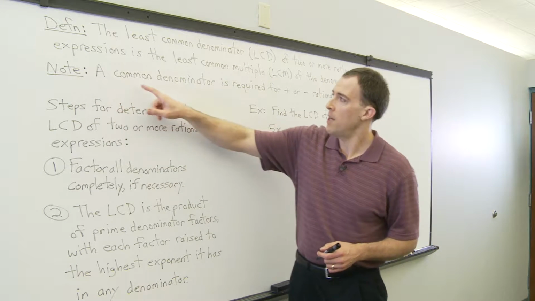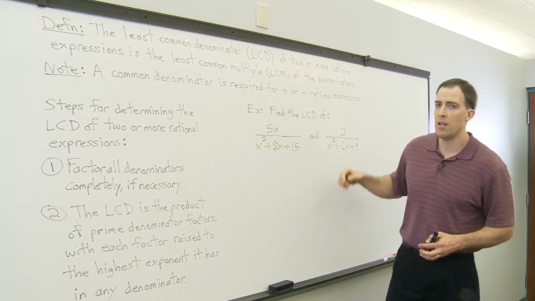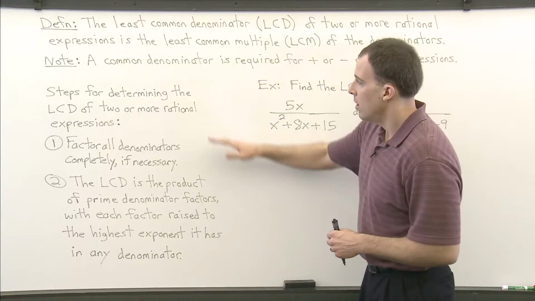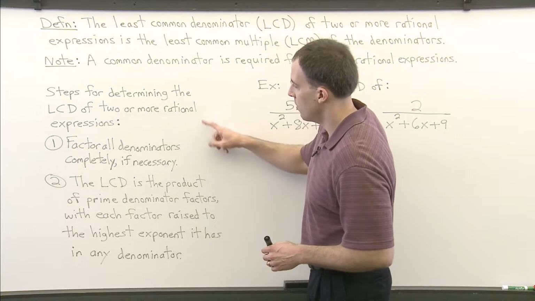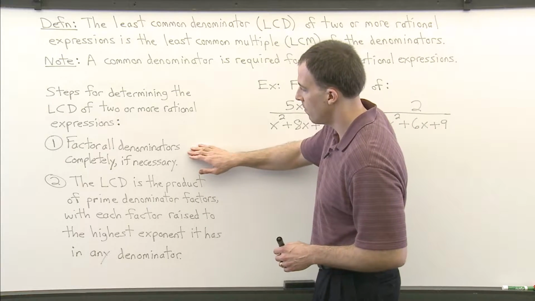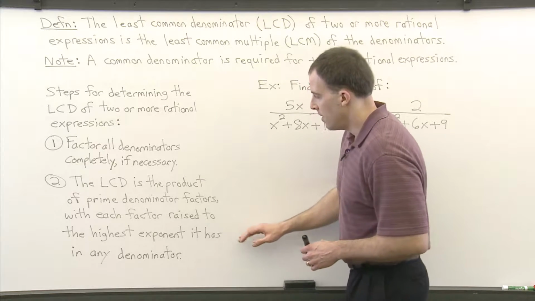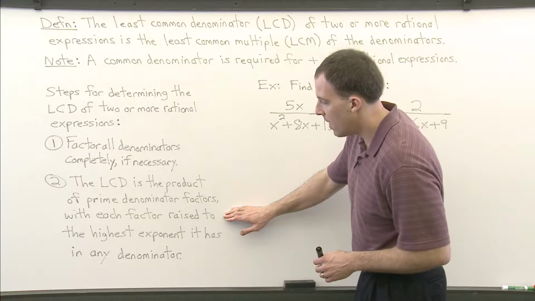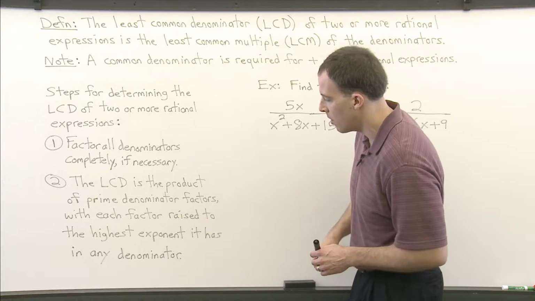And just a note, a common denominator is required for adding or subtracting rational expressions. Anytime we need to add or subtract fractions, the first thing we need to do is get the common denominator. Here's how to accomplish that. There are two steps for determining the least common denominator of two or more rational expressions. First, we factor all denominators completely, if necessary. Second, the least common denominator is the product of the prime denominator factors, with each factor raised to the highest exponent it has in any denominator.